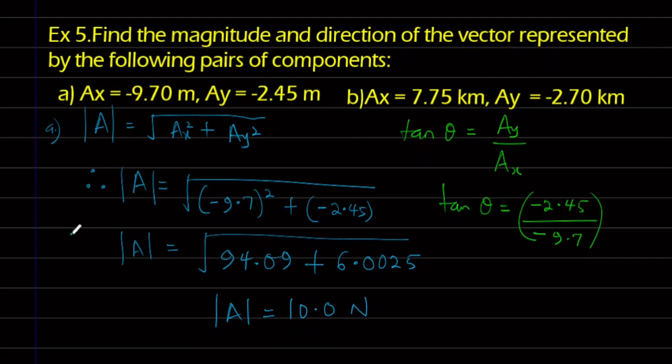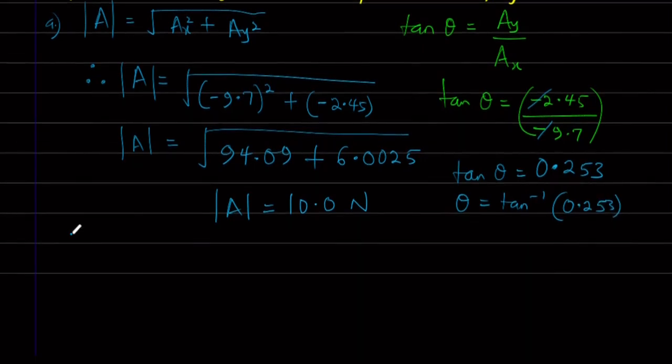That means the negative cancels negative. So tan theta becomes 0.253. For us to get theta, we find tan inverse, that's arctan of our value, 0.253. So the direction of the vector becomes 14.2.